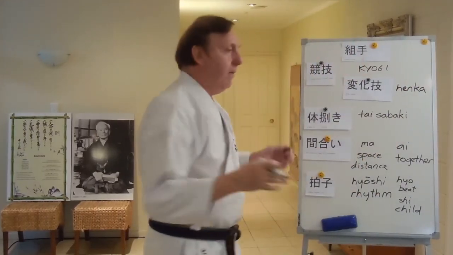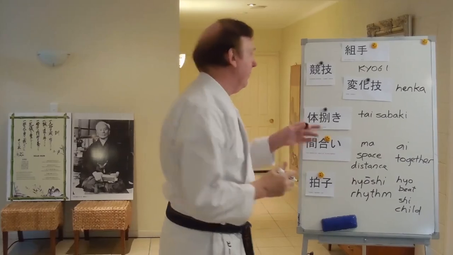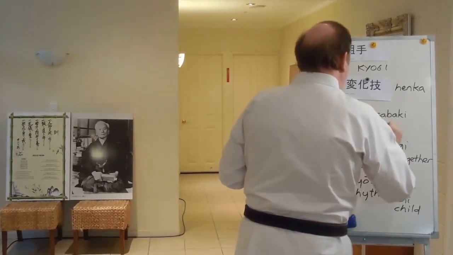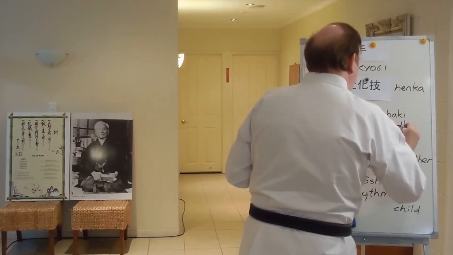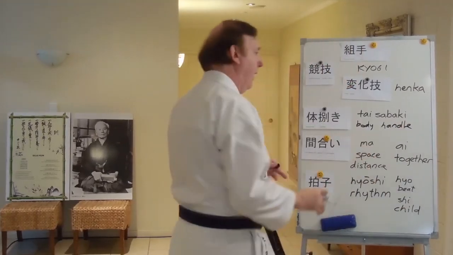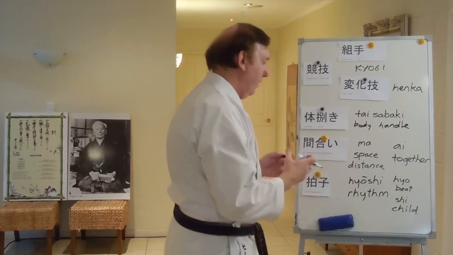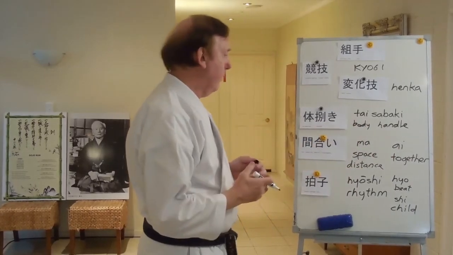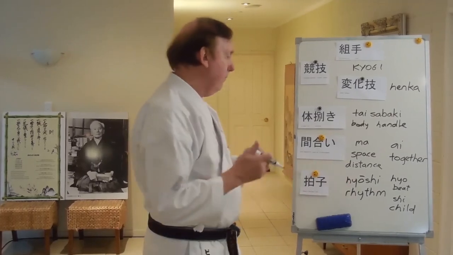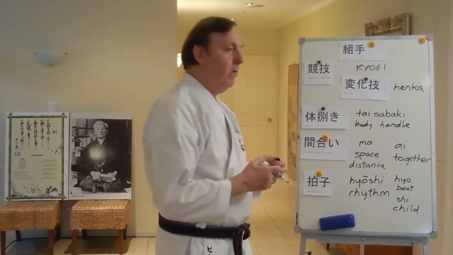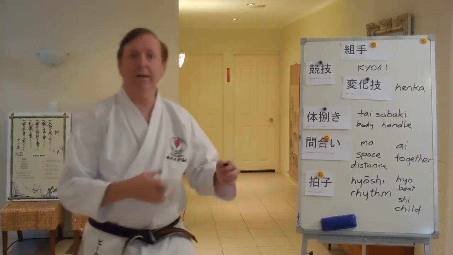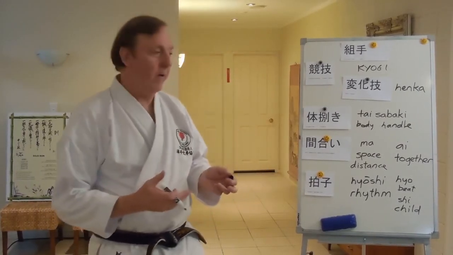One, tai sabaki, body movement, how to handle something. So this is body, and this is handle, deal with. This one, ma'ai, coming together, space, no space, how to close the space, lengthen the space. Hyoshi, rhythm, how do you get your rhythm? A lot of people bounce back and forward, back and forward, back and forward. This is a way to get their rhythm going.